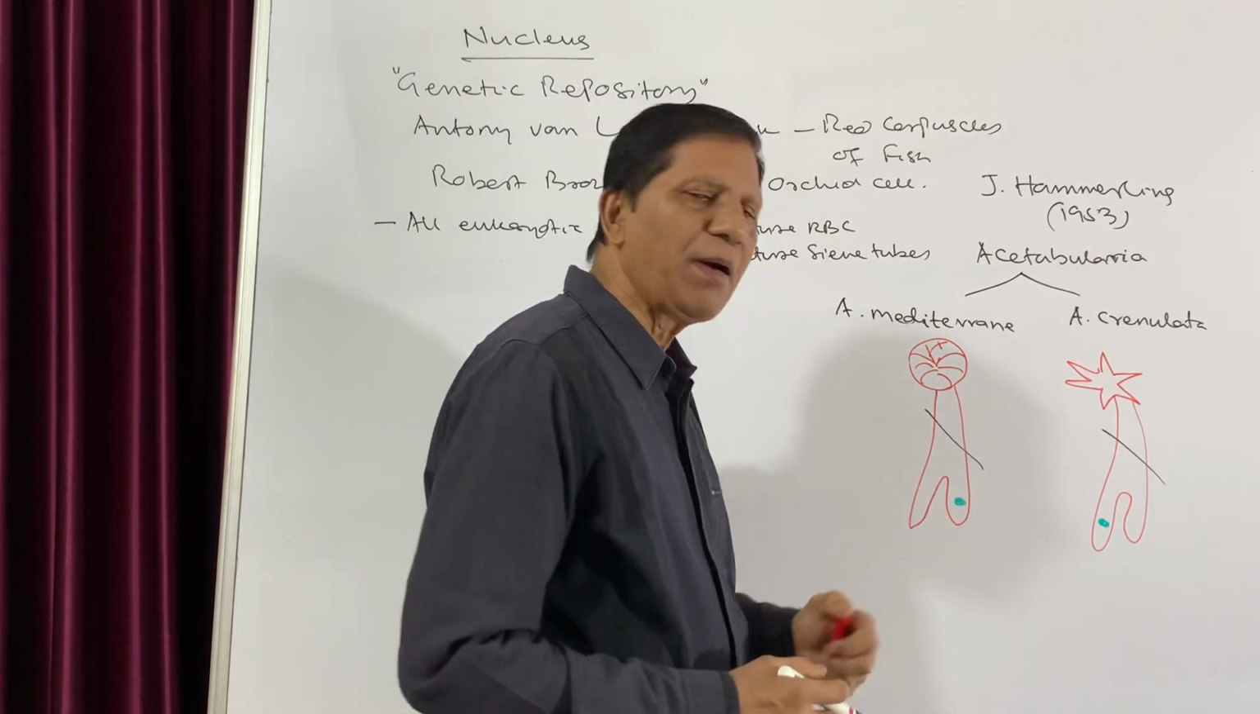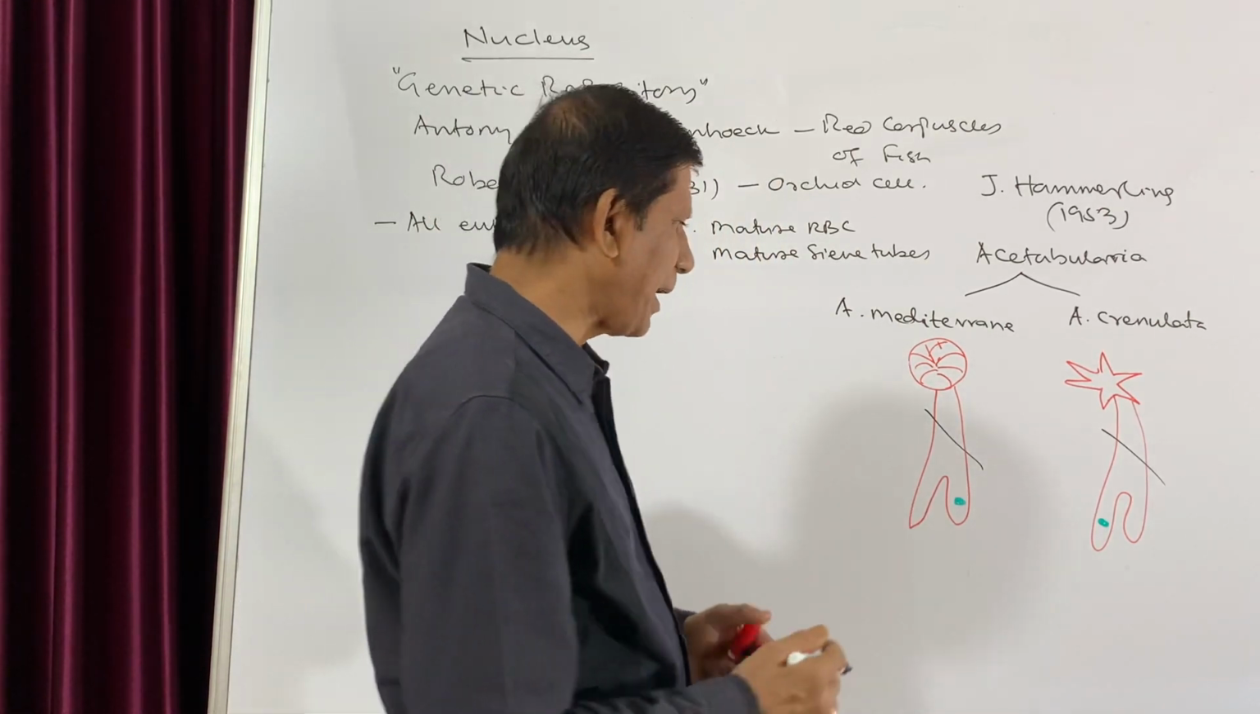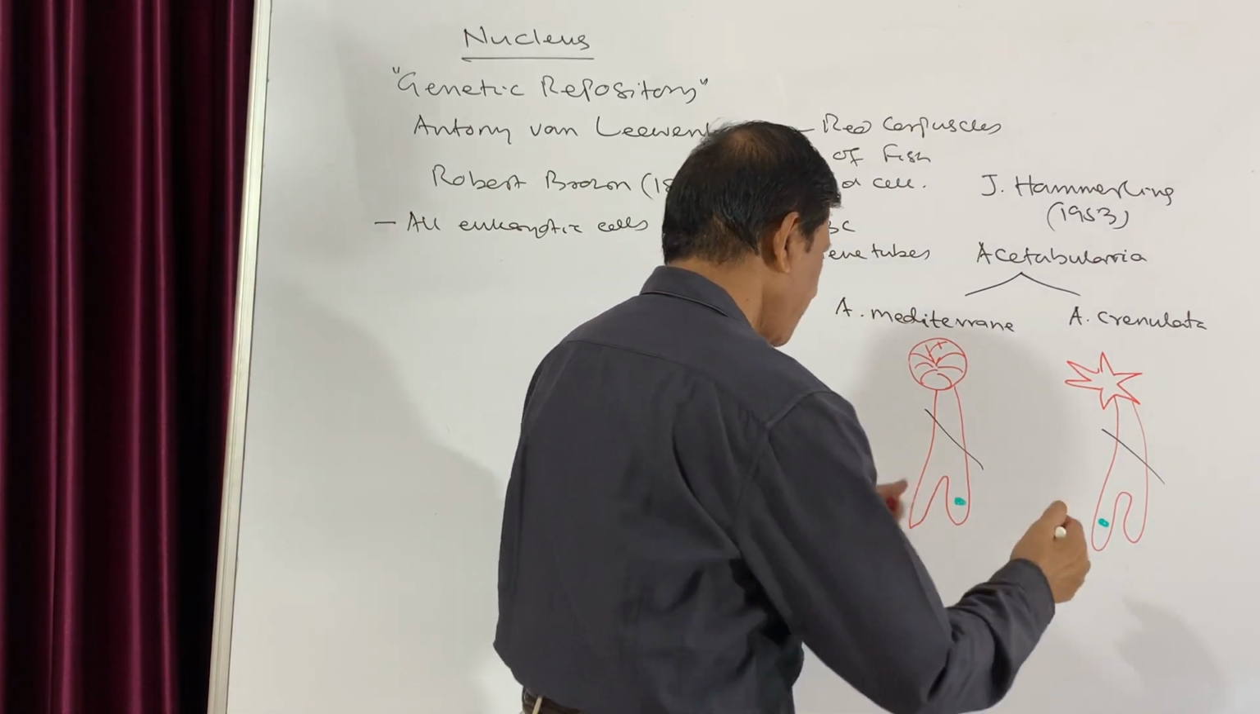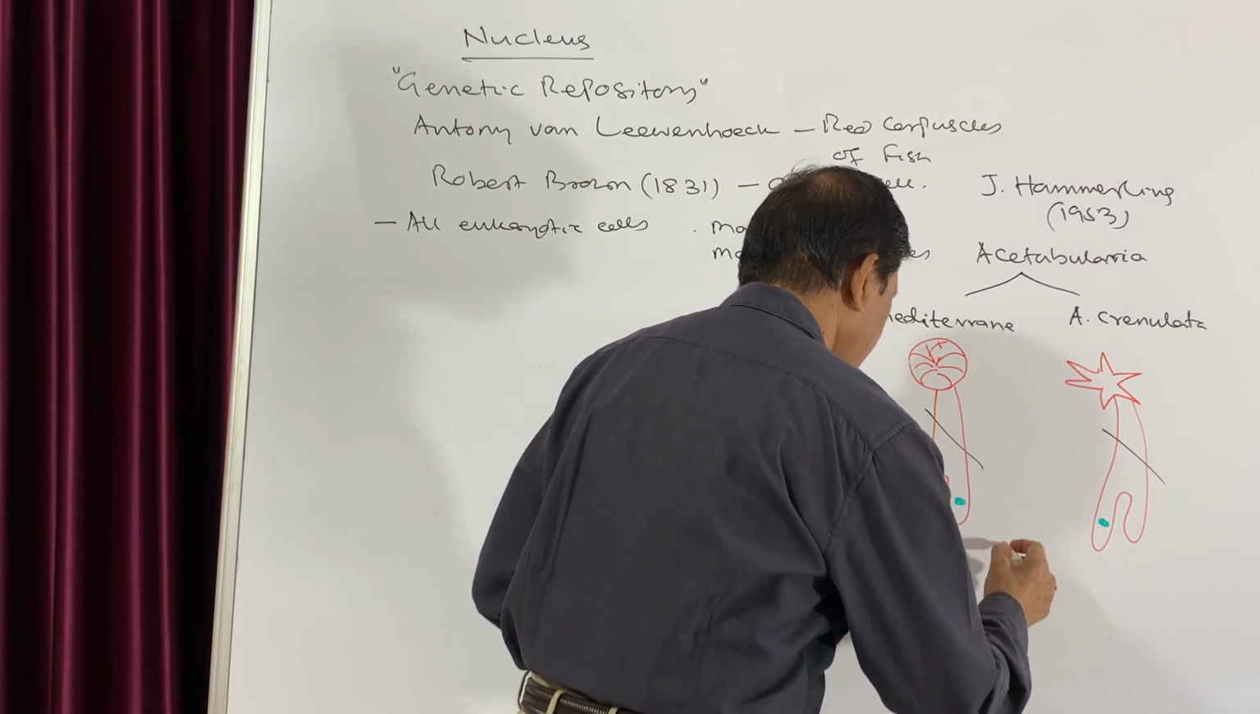Then he made a grafting experiment. In the grafting experiment, the two were combined together. That means both the nuclei were combined together.